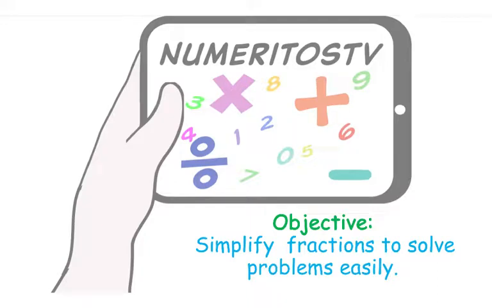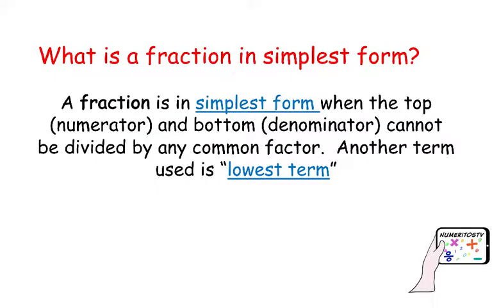The objective of this video is to simplify fractions to solve problems easily. What is a fraction in simplest form? A fraction is in simplest form when the top, that is our numerator, and the bottom, that is our denominator, cannot be divided by any common factor. Another term that we use is lowest term.